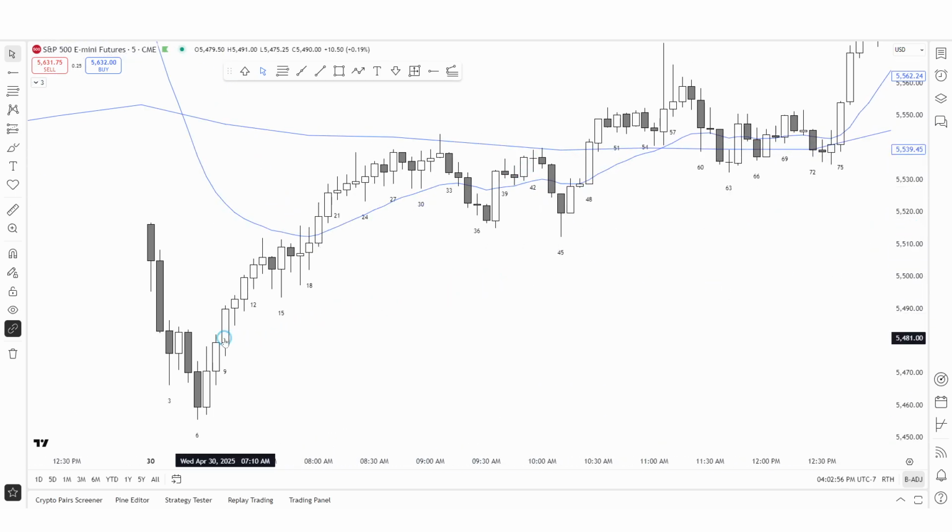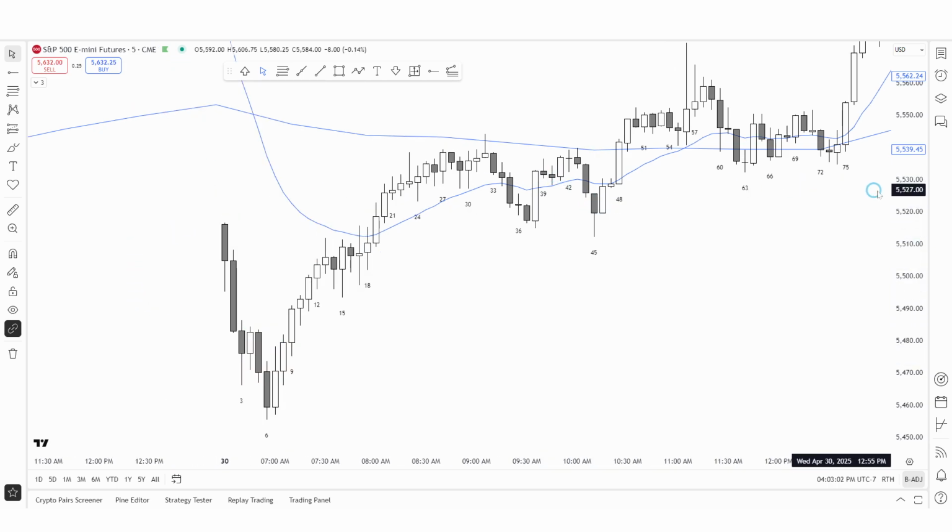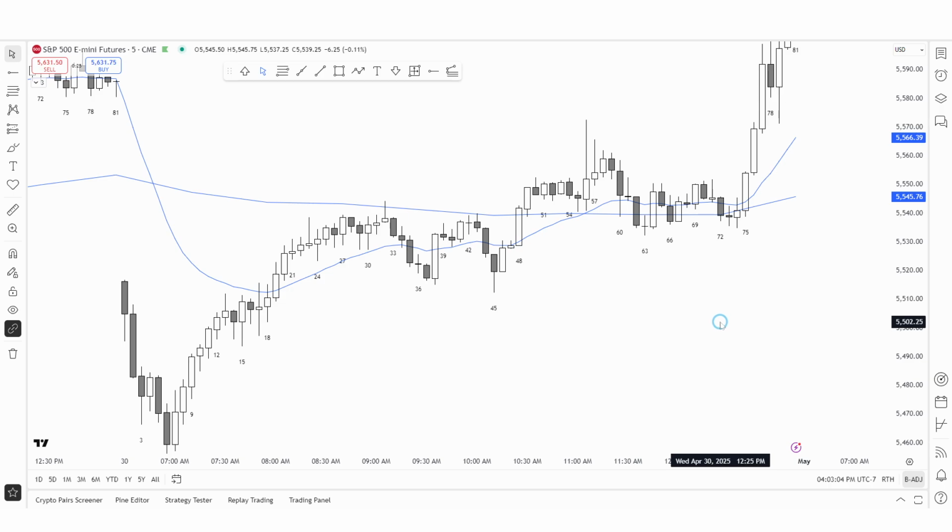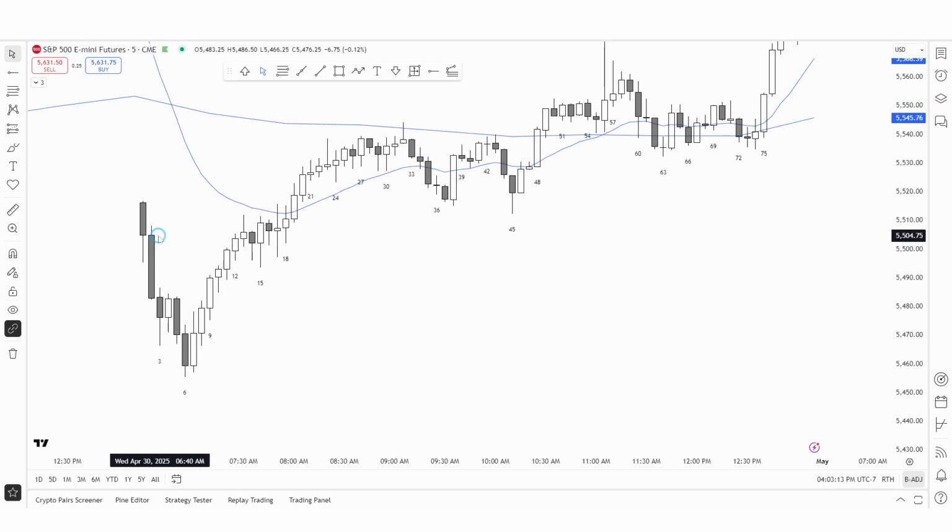So bar 9 is a good example of a simple leg. It's just a bar in one direction. It starts down here and it goes up. To understand how I'm counting the legs on a daily chart, I'm counting from a fractal perspective. So a simple leg is just a bar in one direction. Bar 2 is a good example of a simple leg. It's a bar in one direction.